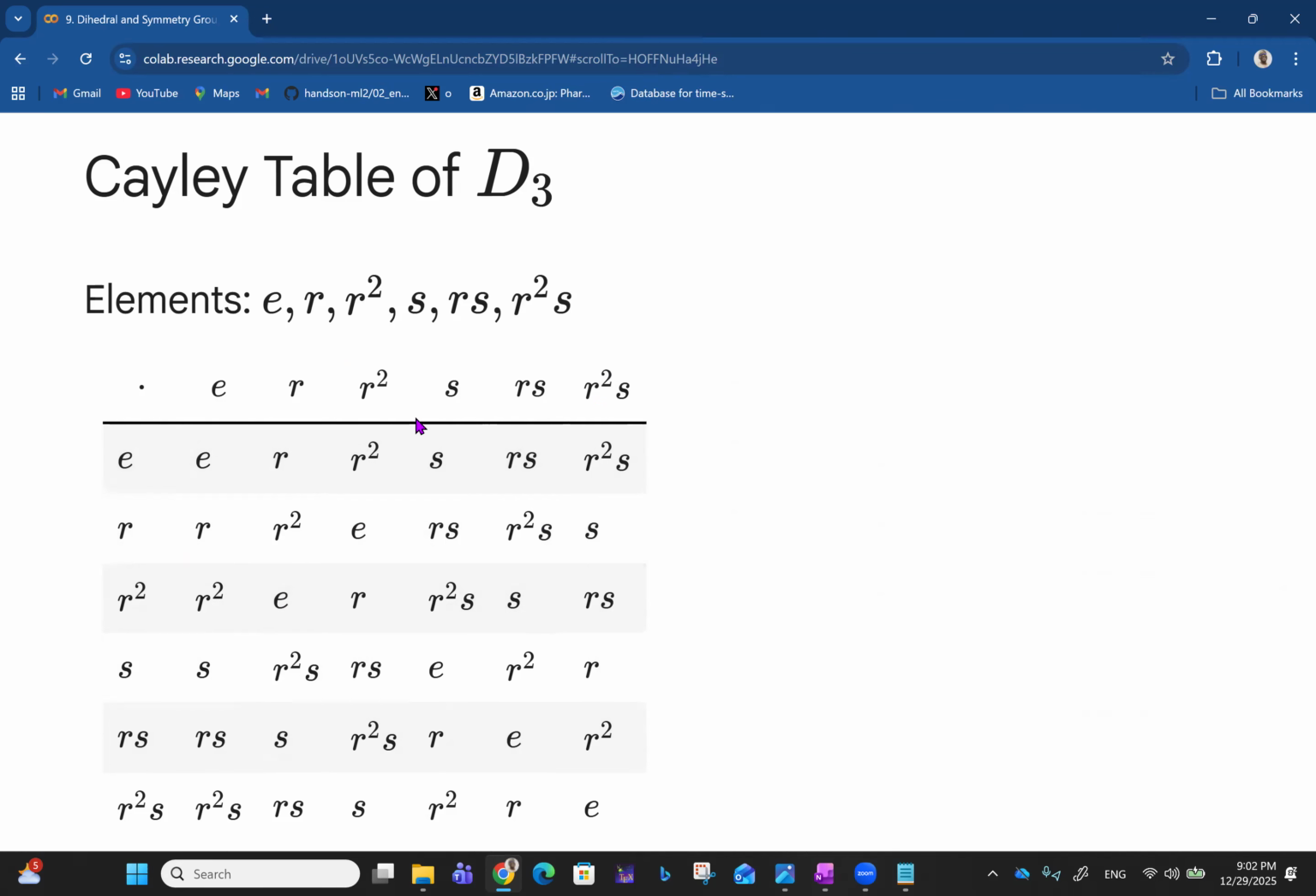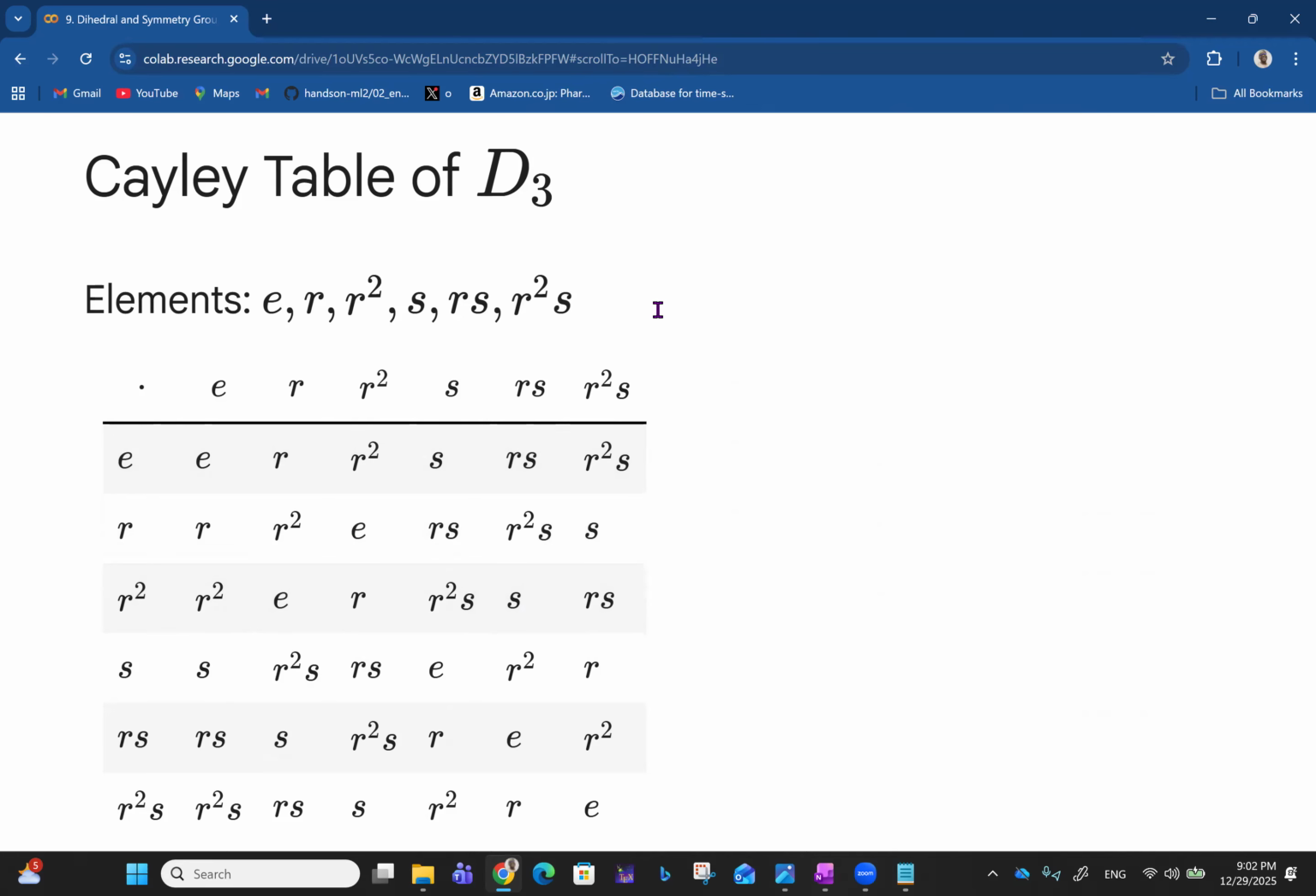Just increase the power of r as you move on. So r squared times r squared, you have r^4. And r^4 is r^3 times r. r^3 is e, so that's r finally. Then r^2 times s is r^2s, and r^2 times rs, so that's r^3s. r^3 is e, then with the reflection s.